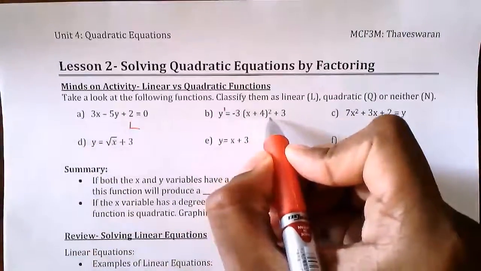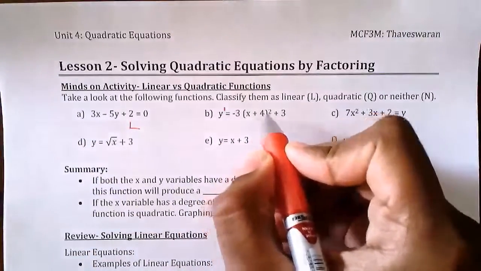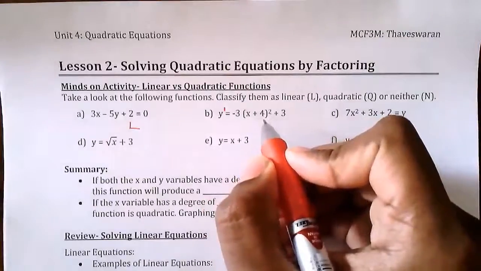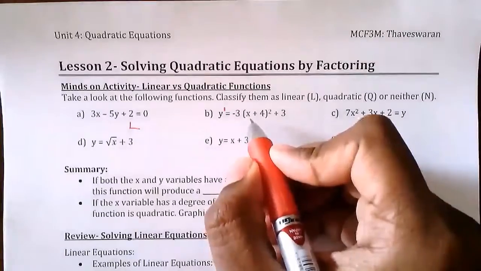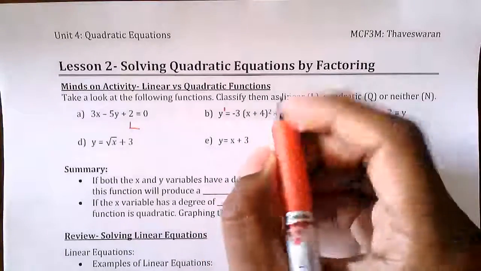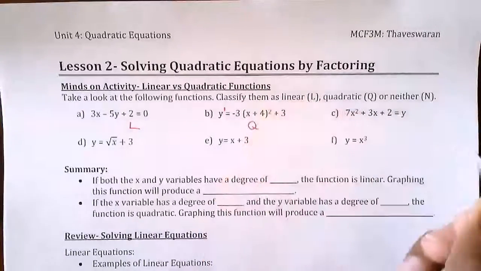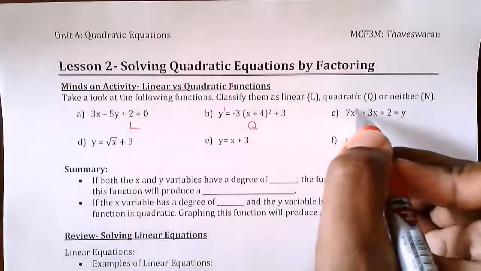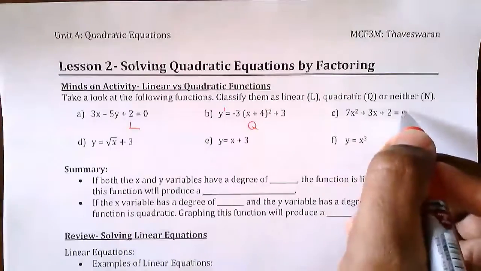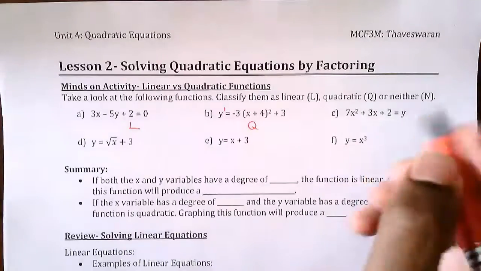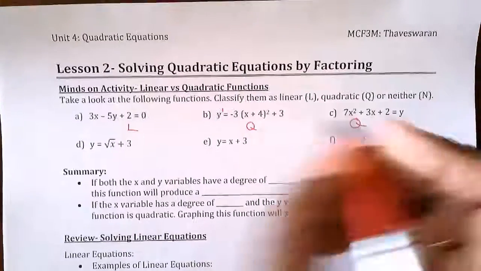Because it's in vertex form, you would have to multiply it out and then determine the equation in standard form to see that the x has a degree of 2. But because it's in vertex form, you know that it's quadratic. Here again, the highest degree on the x is 2. The highest degree on the y is 1. So we know that this is quadratic.